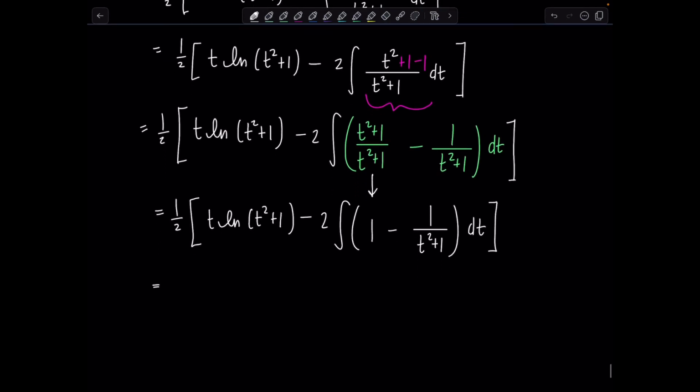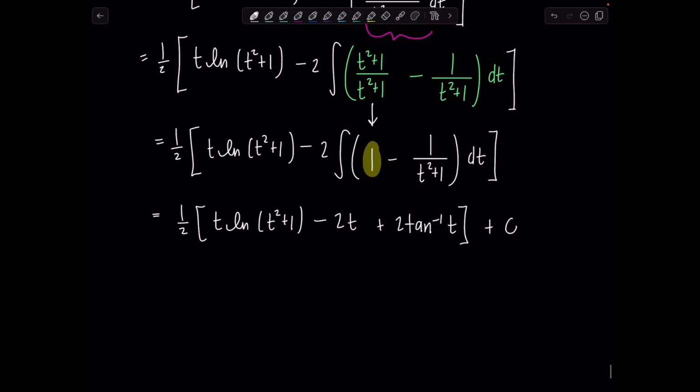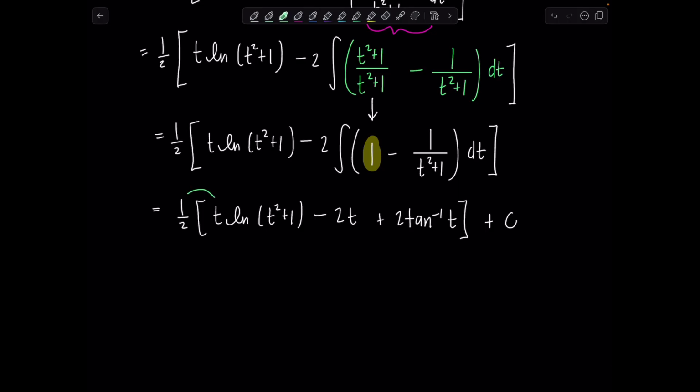So now we're ready to evaluate our integral. 1/2 t natural log of t squared plus 1 minus the antiderivative of 1, which is just going to be t. So I have 2t, and then the antiderivative of 1 over t squared plus 1 is tan inverse of t, and then I have that 2 I need to distribute. So it's going to be plus 2 tan inverse of t, and then let me put the plus c all the way outside.